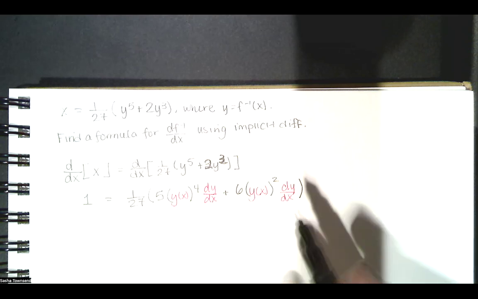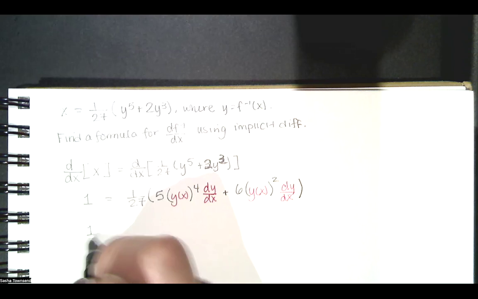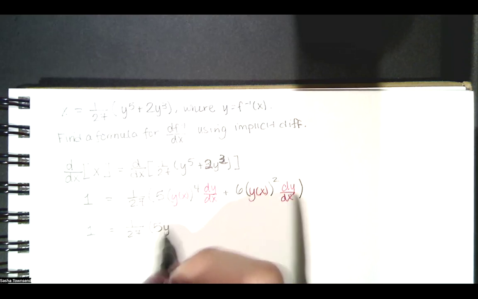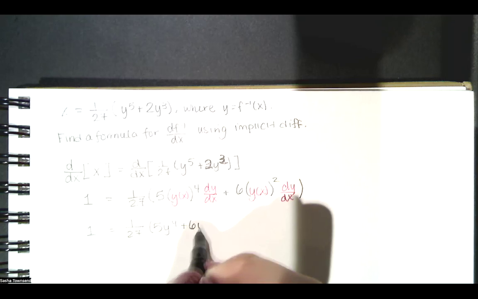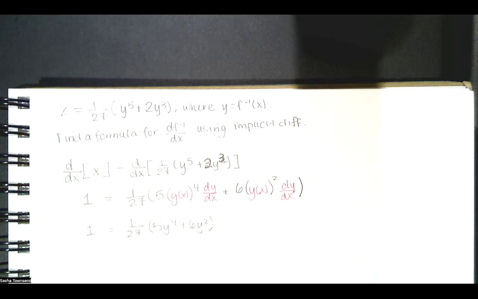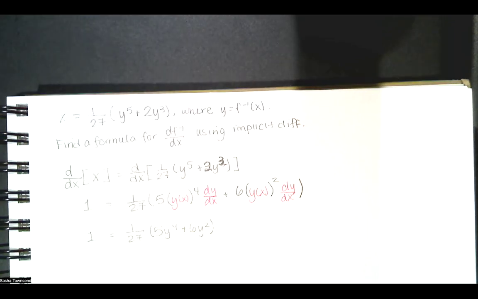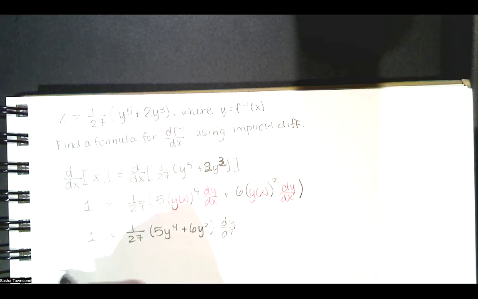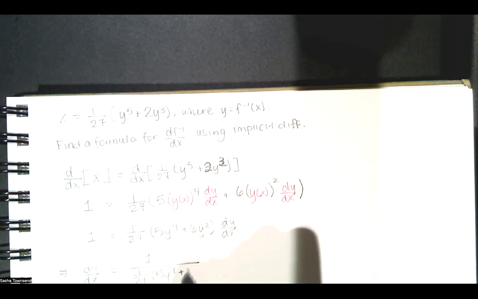Now, if you factor out dy dx on the right-hand side there, you end up with 1 divided by 27 times 5y to the 4th plus 6y squared. Is that the same derivative we had earlier? Did I write the problem down correctly? All of this is multiplied by dy dx. So we have dy dx equals 1 divided by 1 over 27 times 5y to the 4th plus 6y squared.